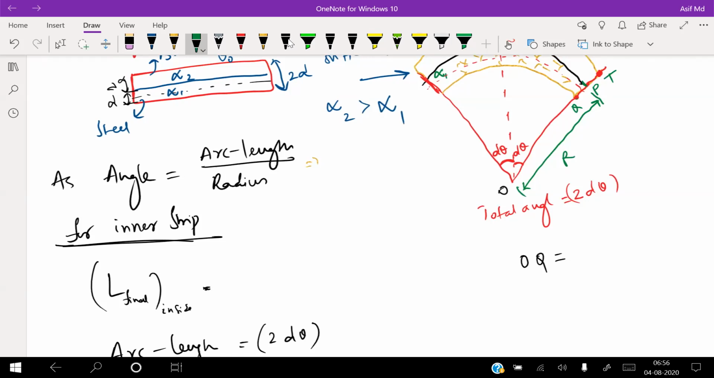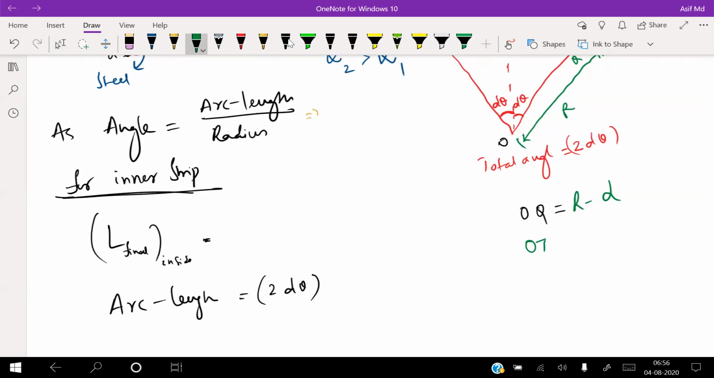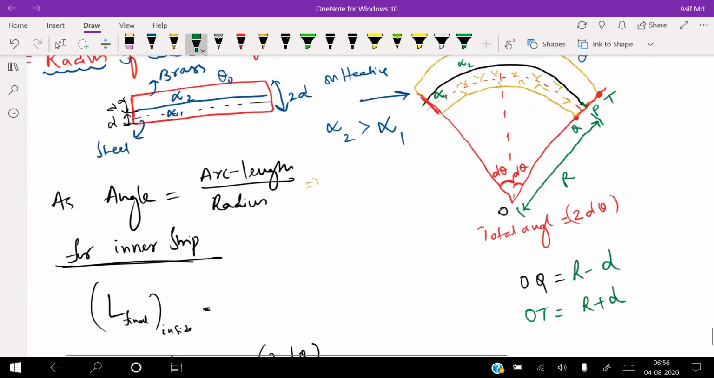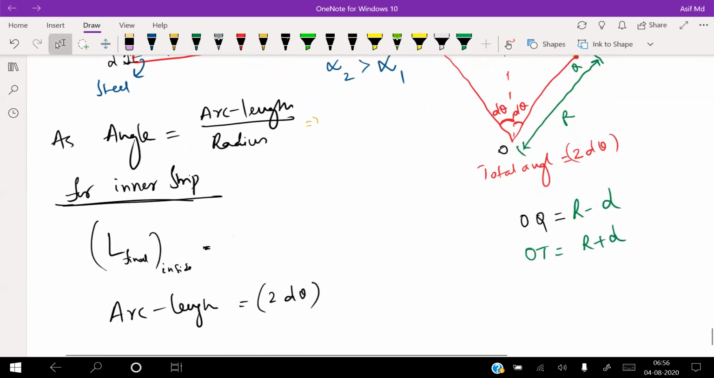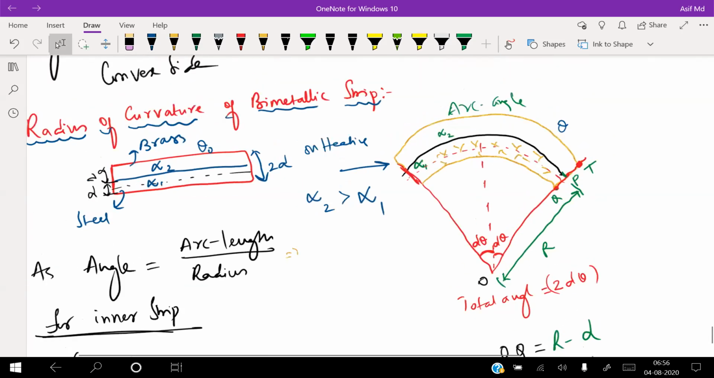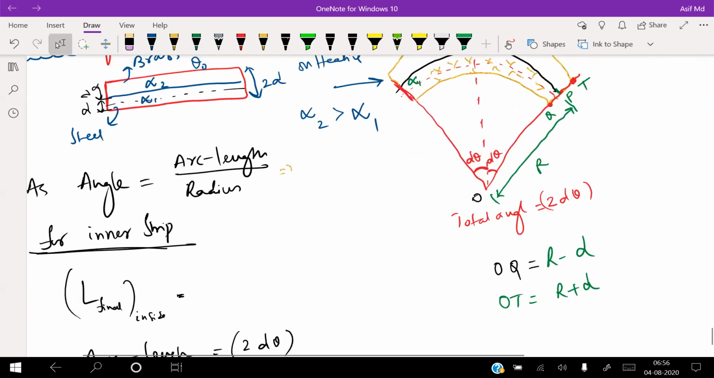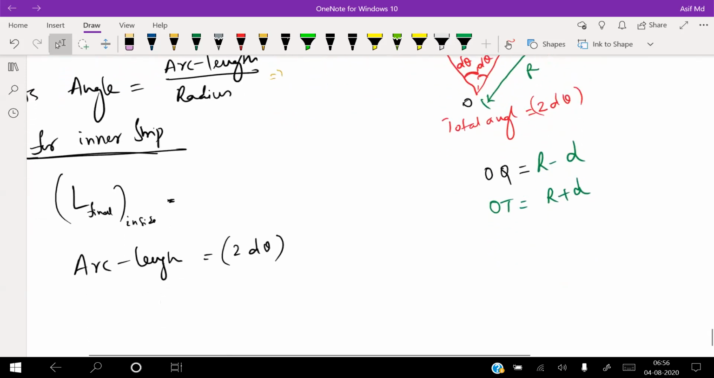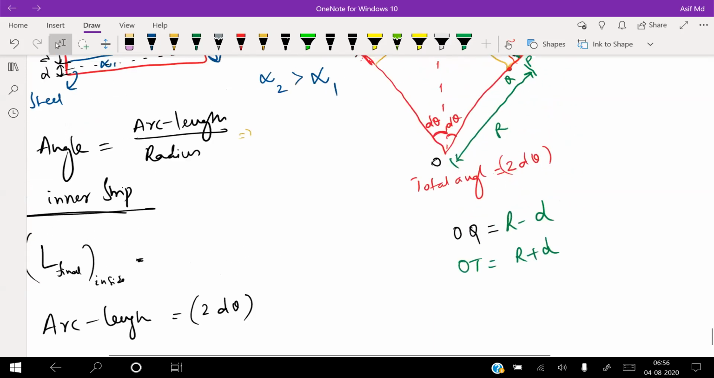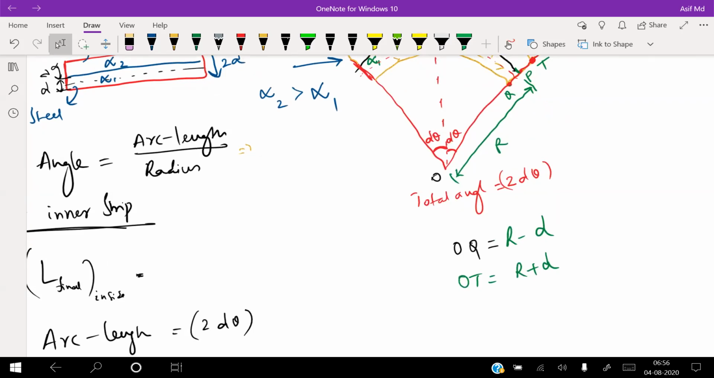Now see, OQ will become how much for me? OQ, sir, it will become R minus D. R minus D. Very good. Then OT will be equal to how much for me? OT, R plus D, sir. R plus D. Can I write like that? Yes, sir. Now, what is an arc length? Arc length is equals to angle into radius of inner one. What will be the radius? So then we have to take R minus D, sir. R minus D. See once again.